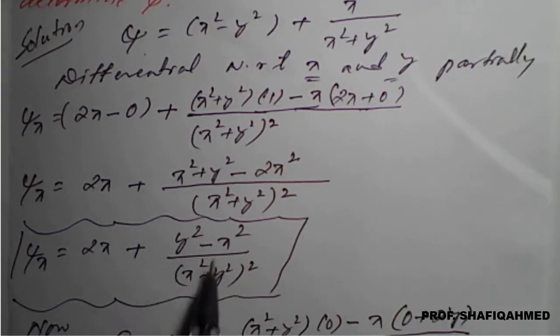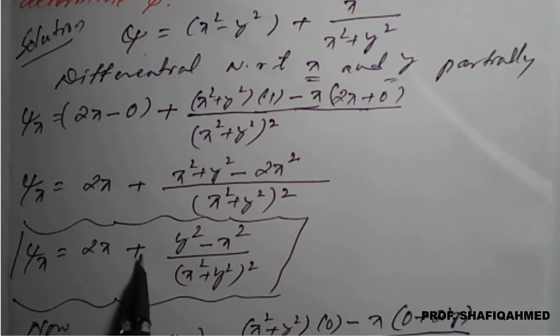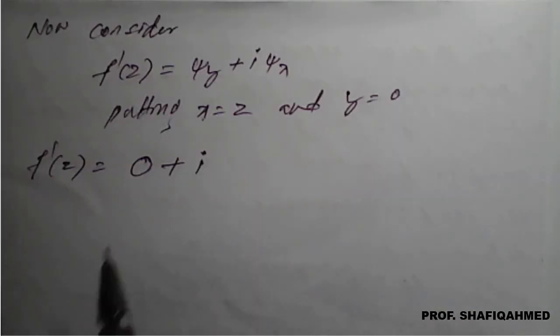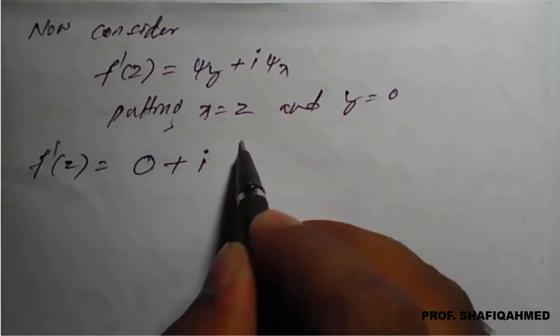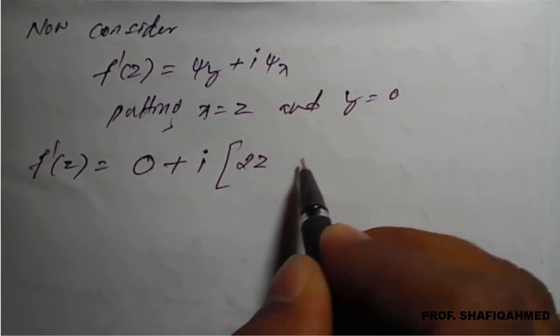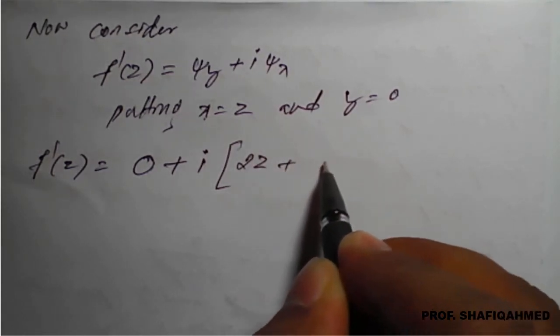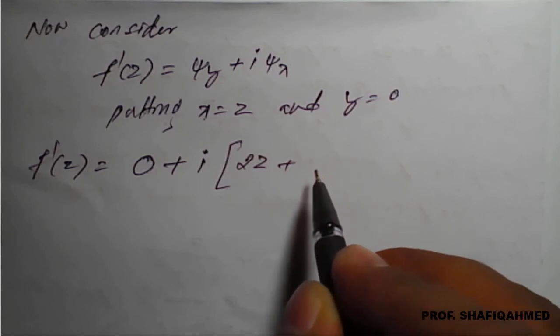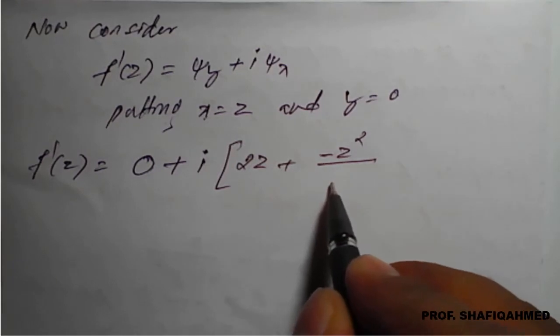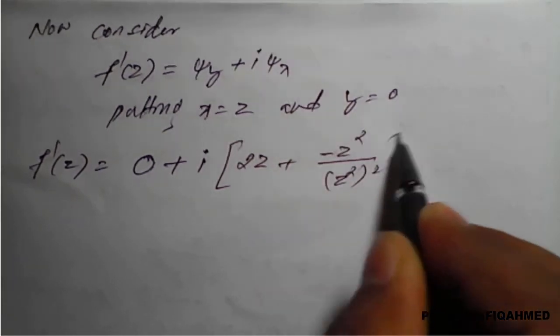So in this we need to apply x is equal to z and y is equal to 0. So if you apply x is equal to z, it will become 2z plus 0 square minus z square divided by z square plus 0 square whole square. So therefore we'll write this one as i as it is, so bracket, it will become 2z plus 0 square, that is y is 0 means 0 square, leave it, so it will become minus z square divided by z square whole square.